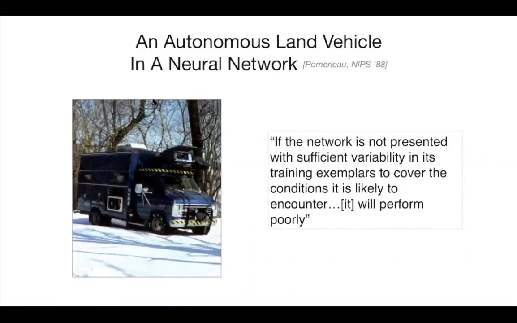Right? So again, 30 years ago, these researchers actually identified this problem for us. In their paper, they said, if the network, which in this case is a policy, is not presented with sufficient variability in its training examples to cover the conditions it is likely to encounter, it will perform poorly. I literally copied some sentences from that paper. So when they were doing these behavior cloning experiments 30 years ago, they identified this issue, right? This means that if we train the car in Pittsburgh and then drive it in California, we're going to be in trouble, right? Because we don't have demonstrations from California. Right. So how to fix this problem, we will talk about in the next lecture.